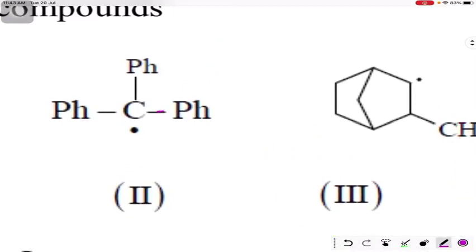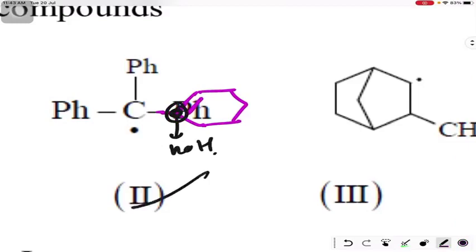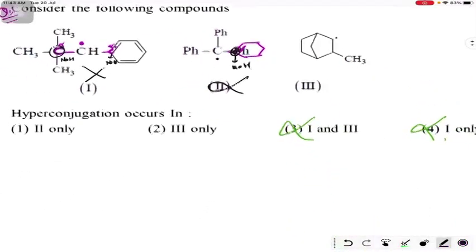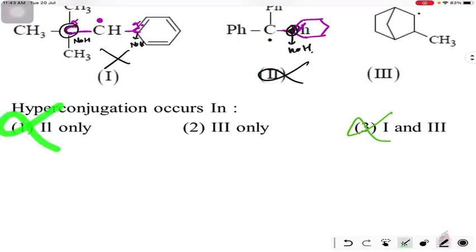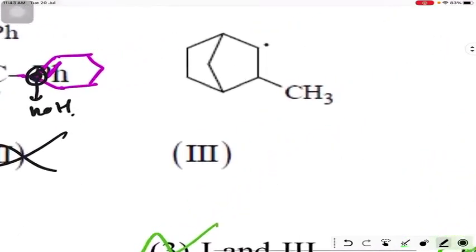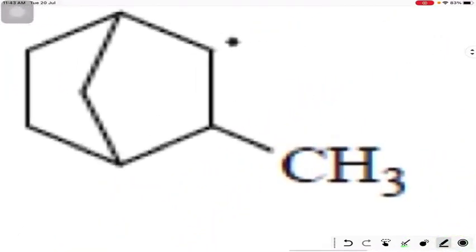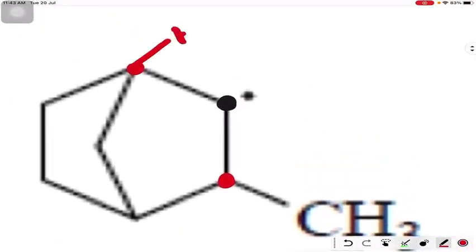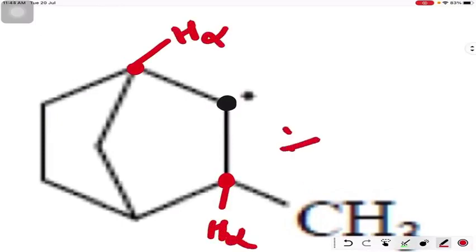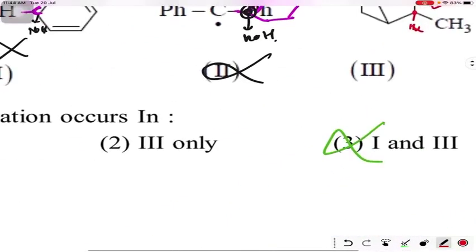In the second compound, this is again Ph, which means phenyl ring. Now in the phenyl ring, the phenyl carbon to which this carbon free radical is bonded is not having any alpha hydrogen. So it means compound number 2 will also not show any hyperconjugating structure. So the second option is eliminated. First option, sorry. Then in the third case, this is your free radical, and these are the carbons to which this free radical is directly bonded. Now this carbon is also having one hydrogen, this carbon is also having one hydrogen, these are alpha hydrogens, so it will show hyperconjugation. So your answer 2 is correct.